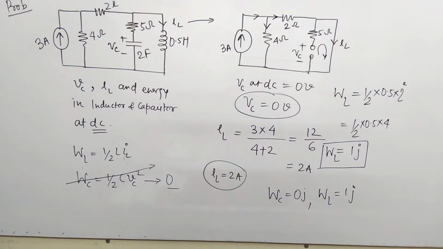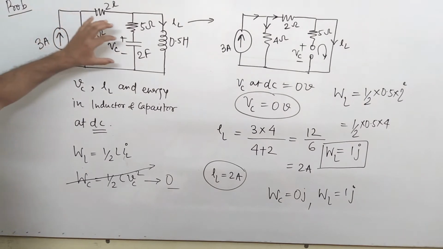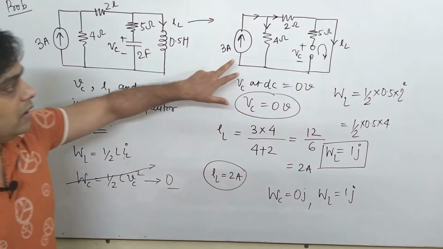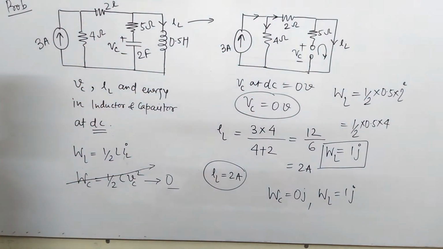Okay, the energy across capacitor and inductor. So this is one type of problem in which we have seen this is a short circuit branch, so your voltage goes 0 and your current will be divided according to our current division concept, and one can find the value of IL.